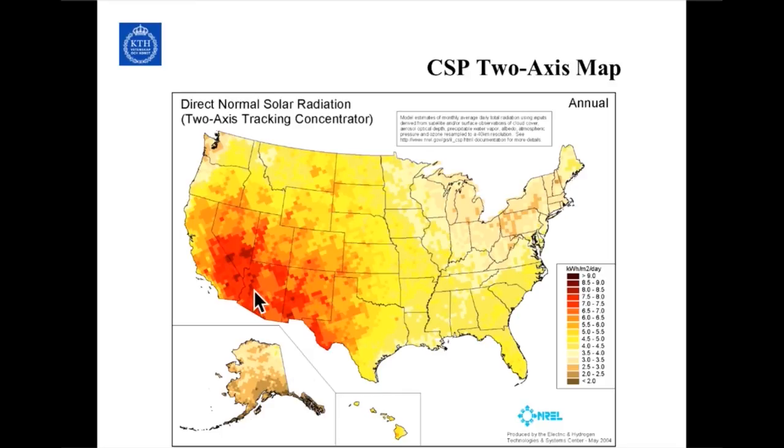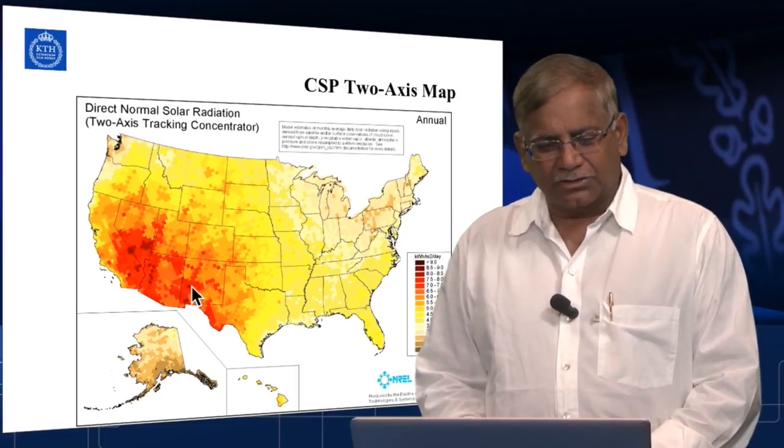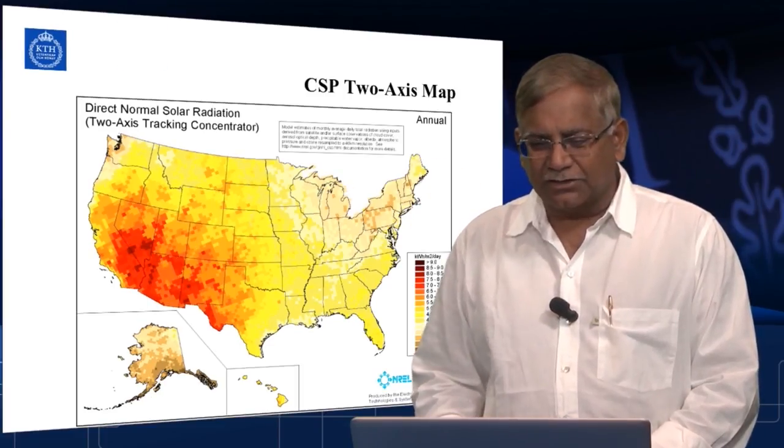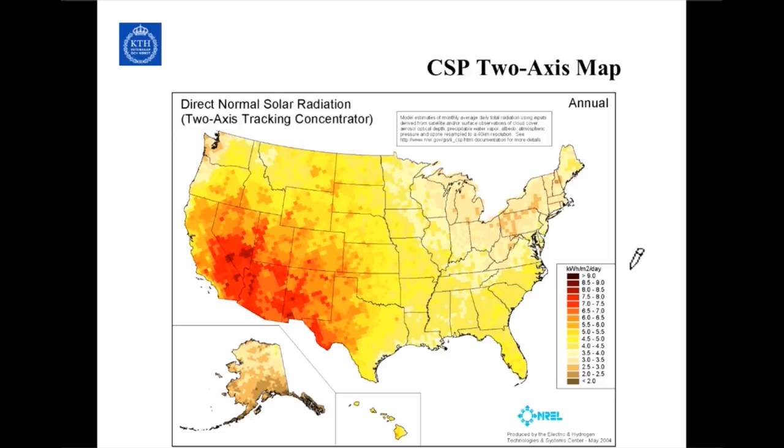Now another aspect of this, when you are doing CSP, which I think you must have seen already, is that you are tracking the sun. That means your solar panel follows the sun as it goes east to west. So essentially your panel is tracking throughout the day where the sun is directly shining on the collector, and then you can see the insolation can be quite high. Here, for example, you can see up to 9 kilowatt hours per meter square per day.